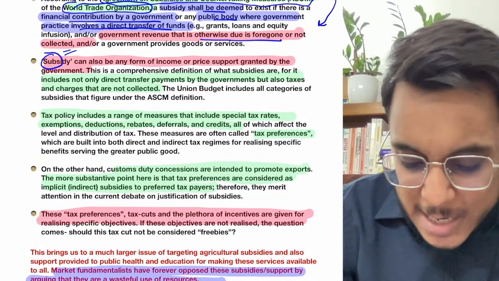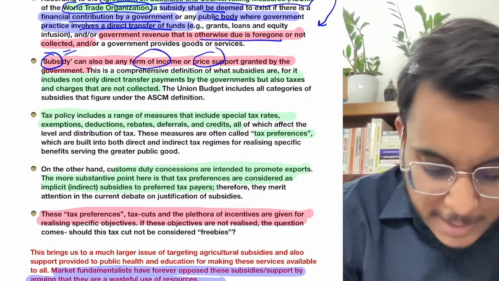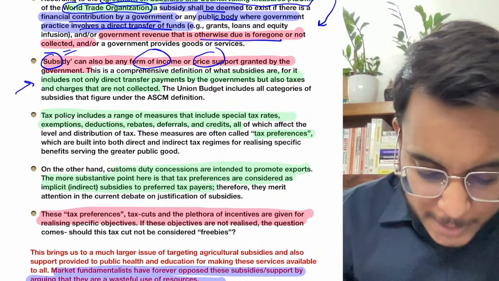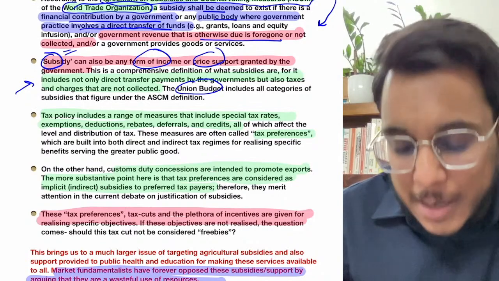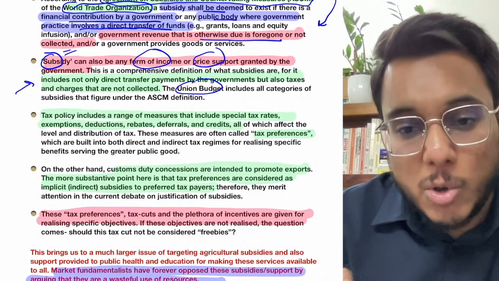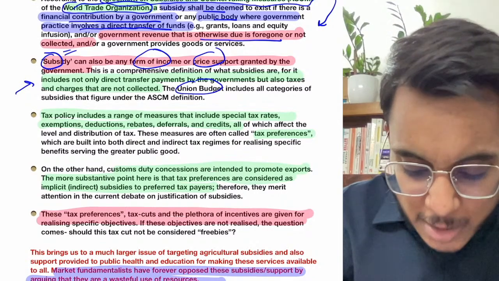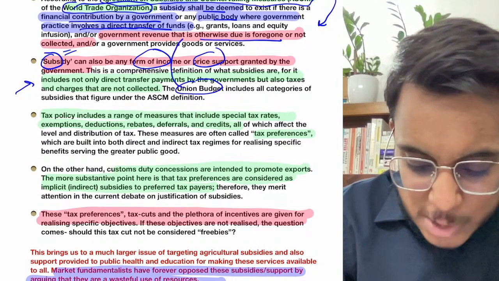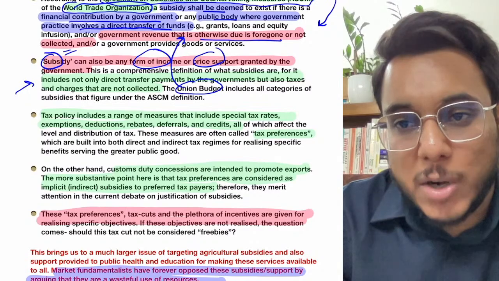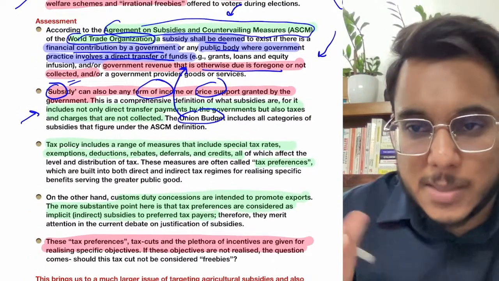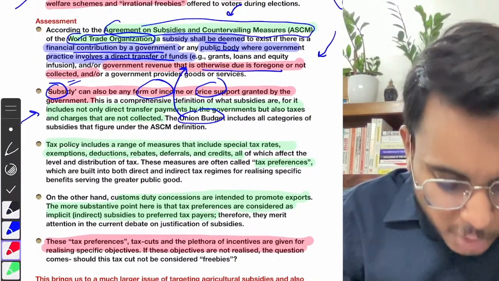Subsidy can also be any form of income or price support that has been granted by the government. Okay. Now guys, basically the union budget comes every year and the union budget uses this particular word subsidy. Now the union government's use of the word subsidy is based on this definition of subsidy given by the Agreement on Subsidies and Countervailing Measures. Okay. That is the government's definition of subsidy.